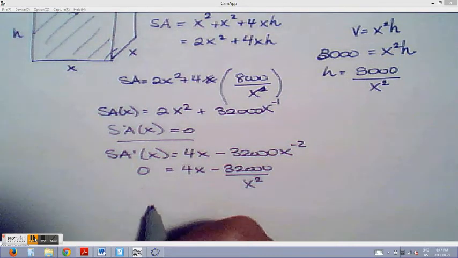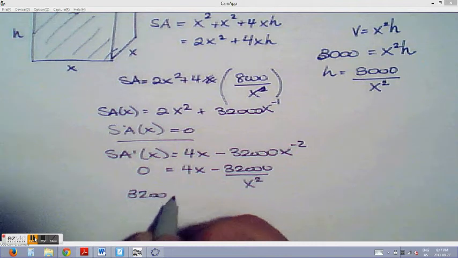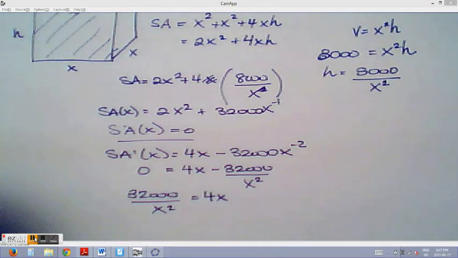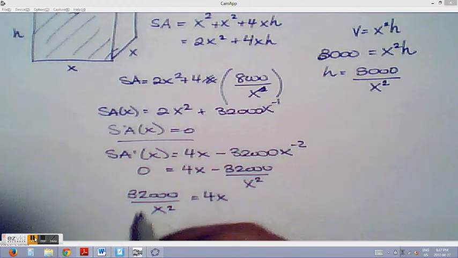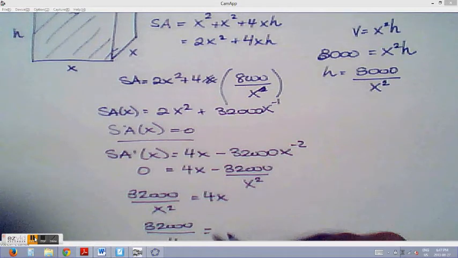Let's see, will that help us at all? Yeah, sure. Let's try it. 3,200 all over x squared is equal to 4x. Okay, so I'm going to multiply the x squared to 4x, 3,200, and I'm going to divide both sides by 4. Okay, so I'm just going to swap them really. So x cubed.